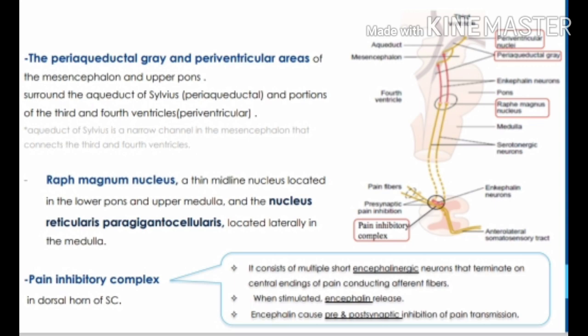The pain inhibiting complex is in the dorsal horn of the spinal cord. It consists of multiple short enkephalinergic neurons that terminate on the central endings of pain conducting afferent fibers. When stimulated, enkephalin is released and it causes pre and postsynaptic inhibition of pain transmission, and thus analgesia is produced.